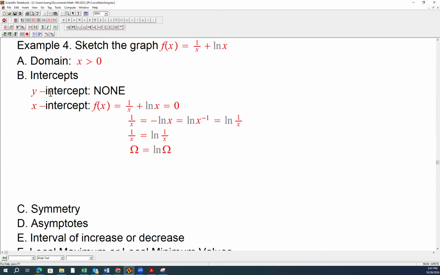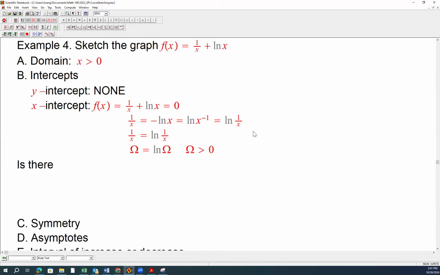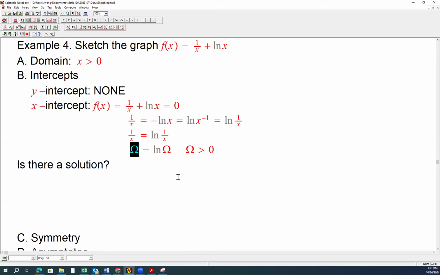Okay, the input is the same as output. Does that ever happen for ln x? Omega needs to be positive. Is there a solution to this question? I hope you guys understand. What does this imply? Input is the same as output. Such a solution does not exist.